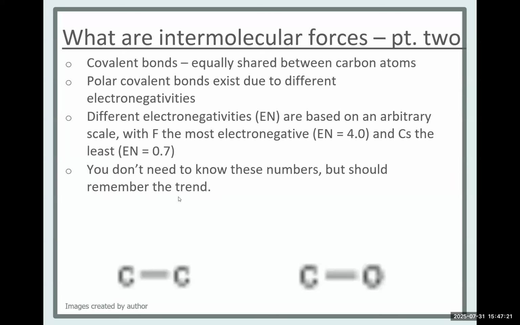You don't need to know the numbers of electronegativities, but you do need to know the trends, and you should know between carbon, nitrogen, oxygen, fluorine, chlorine, sulfur. You should know which one is more electronegative than others. Something that gets students a lot is they know that fluorine is the most, then oxygen, nitrogen, carbon, and then they know fluorine is the most, and then chlorine, bromine, and iodine.